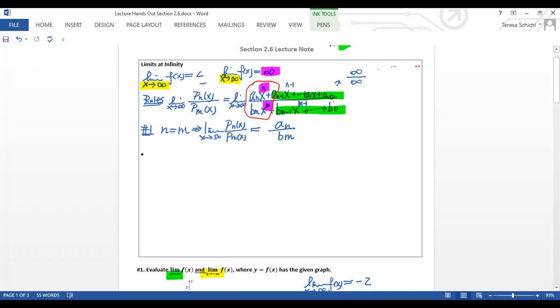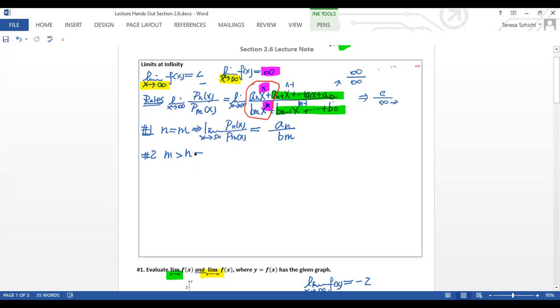Now let's take a look at the second one. It tells you if m is greater than n, the denominator has a higher power. That means my denominator is running to infinity faster than the numerator. So I'm going to have something like a constant over a denominator. We know if the denominator approaches infinity faster, the whole thing gets smaller as the denominator gets bigger and bigger and bigger.